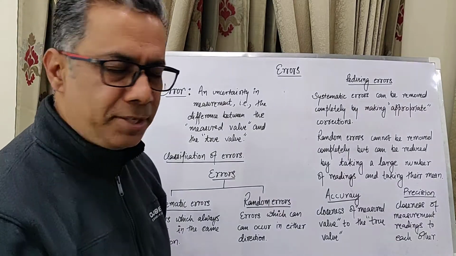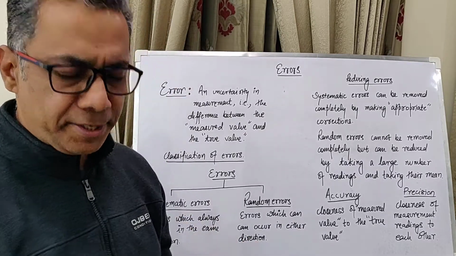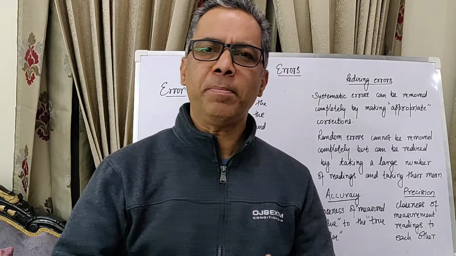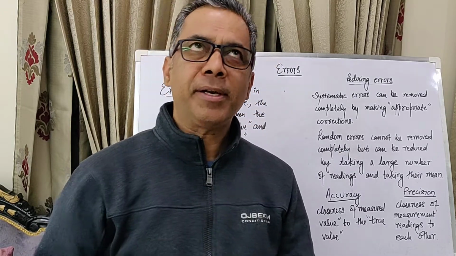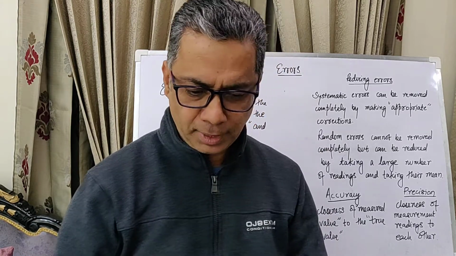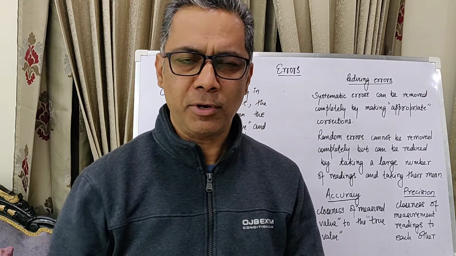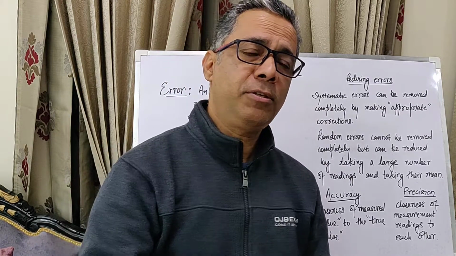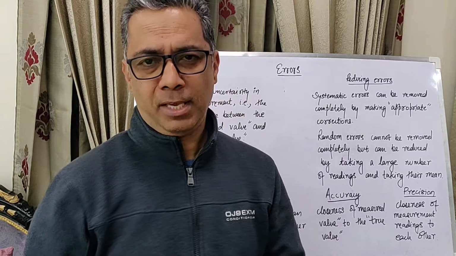Hello, discussing errors today. Now, what is an error? In common parlance, in common everyday language, an error is like a mistake, something you do wrong. But in physics, that's not quite what it is. In physics, you can actually have an error even when you do not make a mistake.